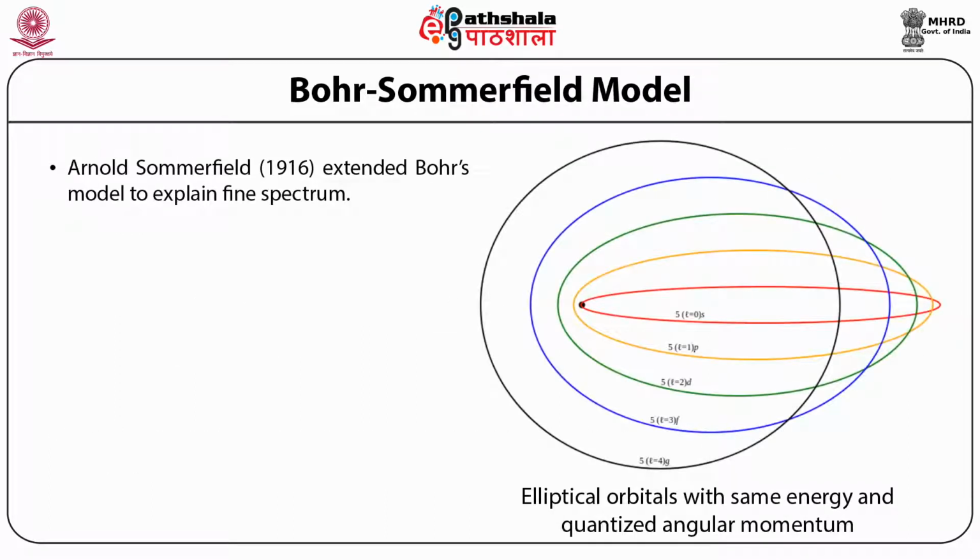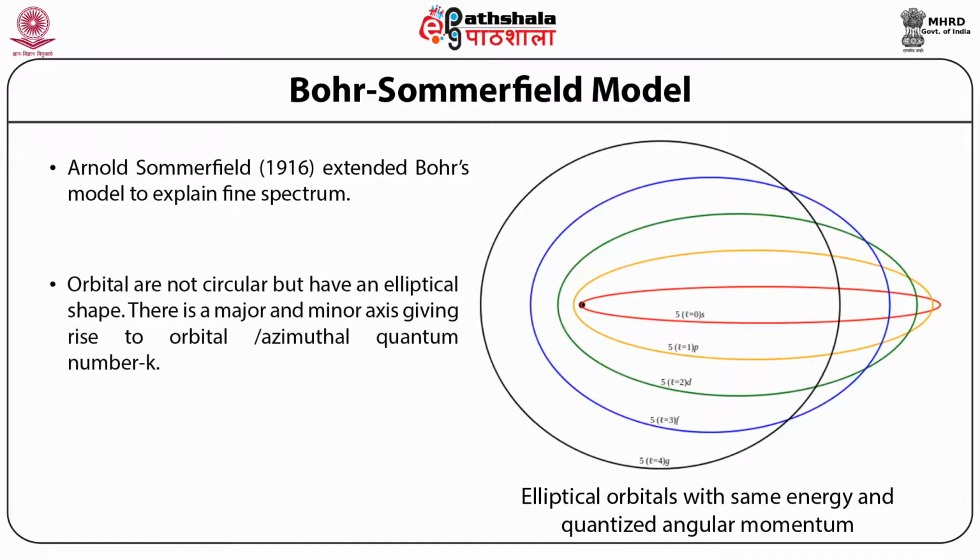Arnold Sommerfeld extended the Bohr model to explain fine spectrum. Orbitals, he said, are not circular but have an elliptical shape, and this gives a major axis and a minor axis describing the orbital or azimuthal quantum number. And when k decreases, the orbitals become more and more elliptical. So we show in the picture the elliptical orbitals with the same energy and quantized angular momentum.